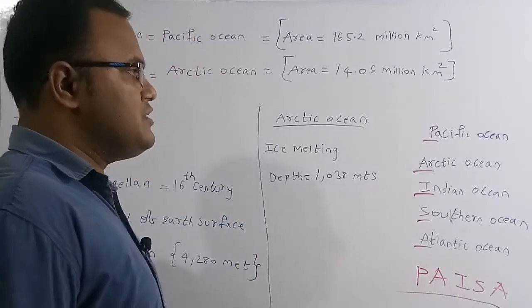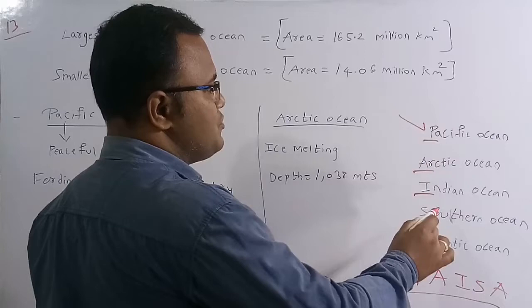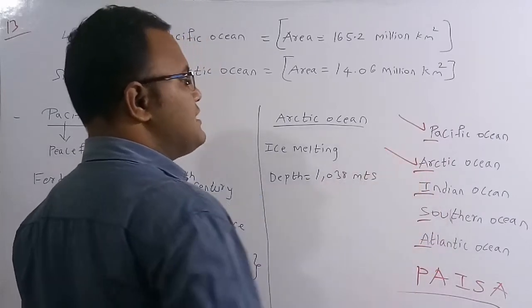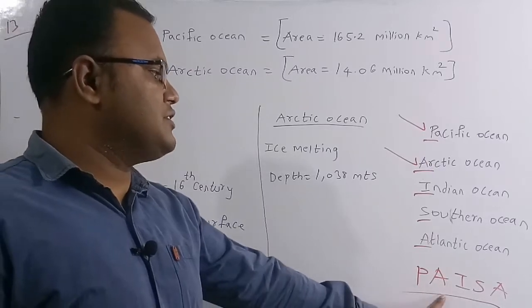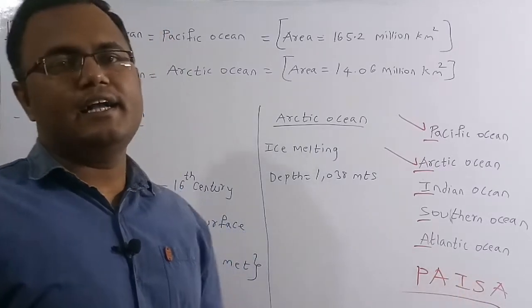Out of all these oceans, the Pacific Ocean is the largest and the smallest is the Arctic Ocean. It is a very good shortcut to remember. PAISA means Pacific, Arctic, Indian, Southern, and Atlantic Ocean.